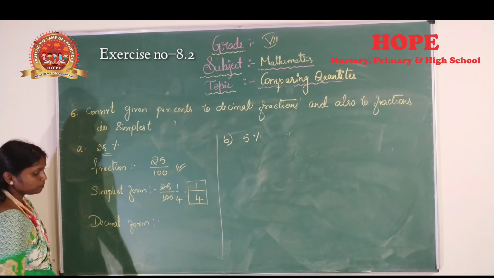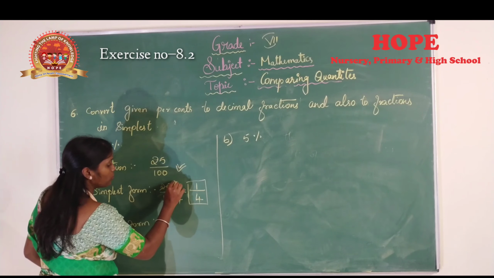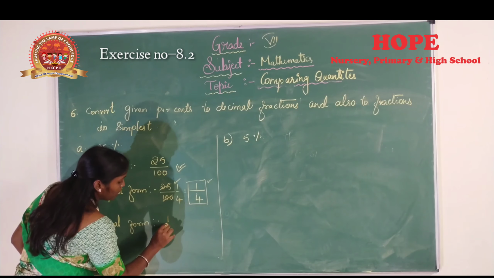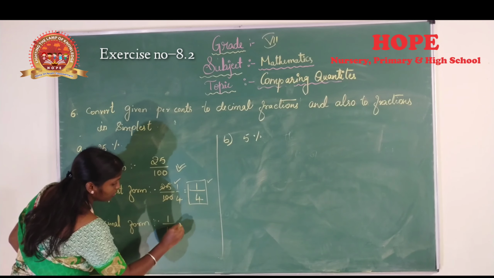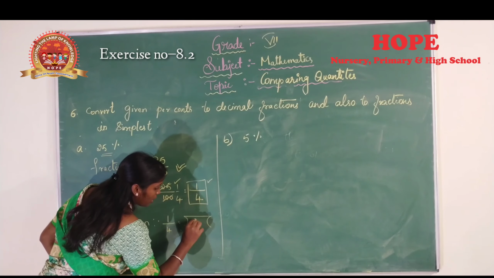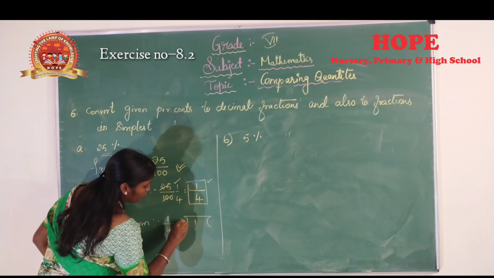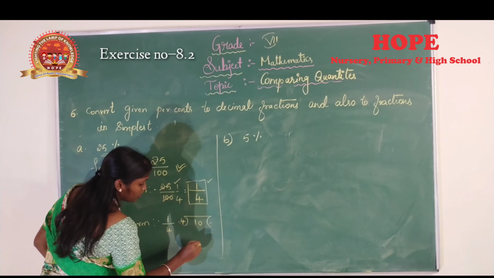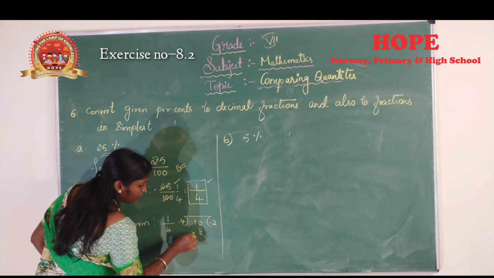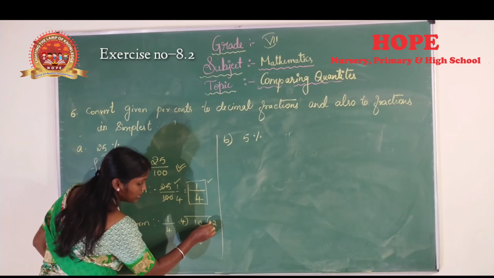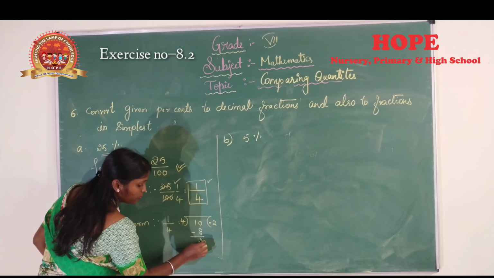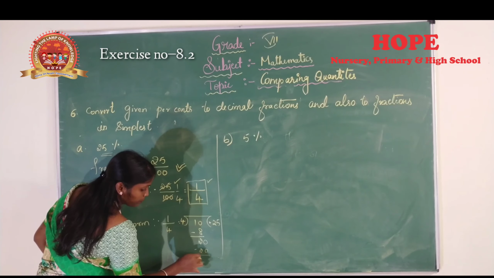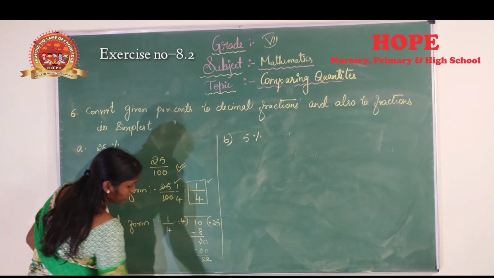And the decimal form. If we calculate the decimal form for 1 by 4, you have to divide 1 by 4. Since 1 is smaller than 4, we place a decimal here and get a 0. 4 twos are 8, minus 2 is the remainder. Since the decimal is here, we can take a 0 next to it. 4 fives are 20. This 0 remains as it is.